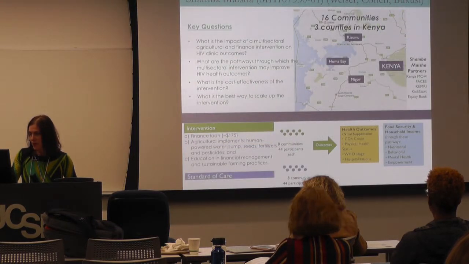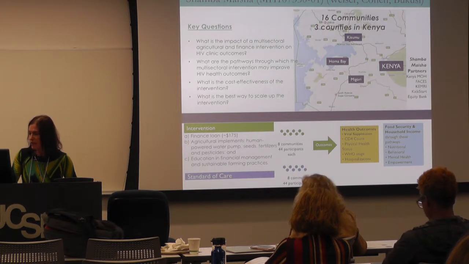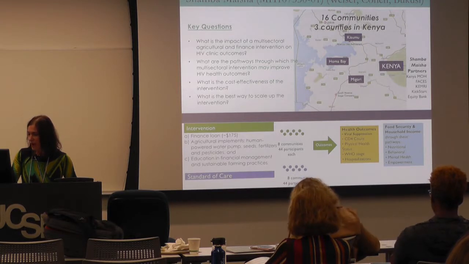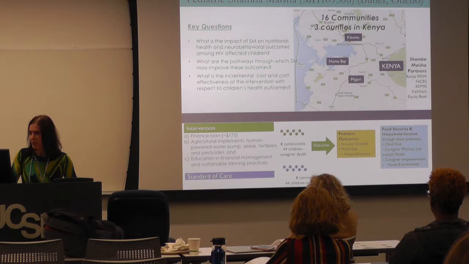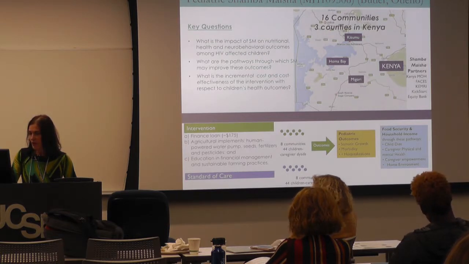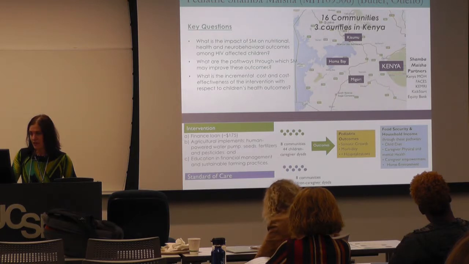And we're now in the 4th year of our larger cluster randomized trial in 16 communities across 3 counties in Kenya, looking at the impact of the intervention on the health outcomes I've already mentioned and on the pathways I've already mentioned. We're also looking at the cost effectiveness of the intervention and the best way to scale up the intervention. And the Butler study is looking at the impact of Shamba Maisha on nutritional health and neurobehavioral outcomes among HIV-affected children. The pathways they're looking at are child diet, caregiver physical and mental health, caregiver empowerment, and the home environment, and also looking at the incremental cost and cost effectiveness of the intervention with respect to these outcomes.